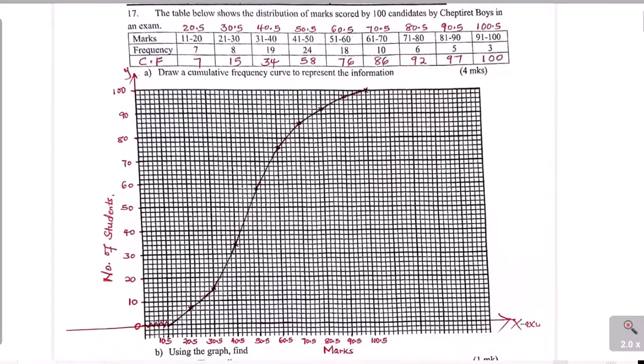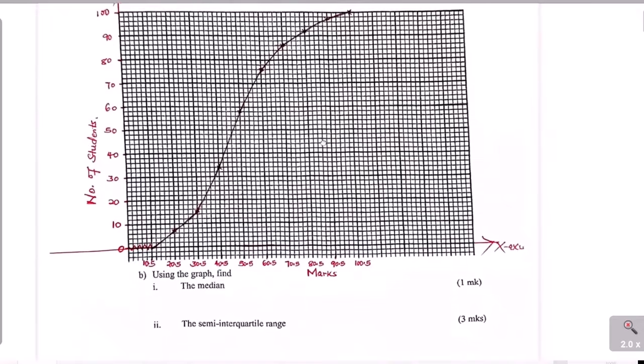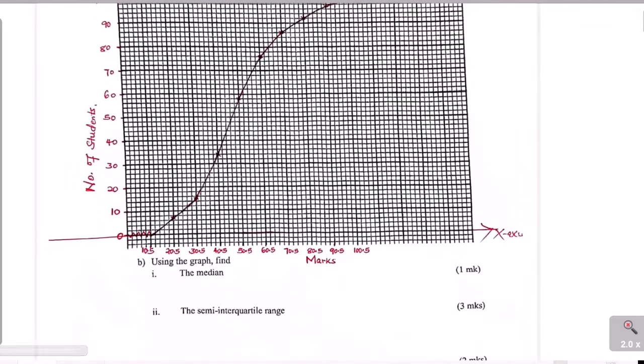Let's go to the questions now. Using the graph, find the median. So how do you find the median? The median is the middle value. The total frequency is 100, so the position of the median will be half of that total frequency. It will be located at the 50th position. The 50th student will give the median.